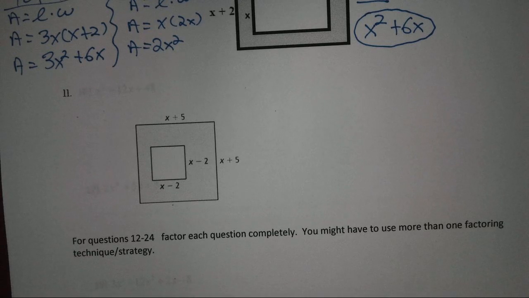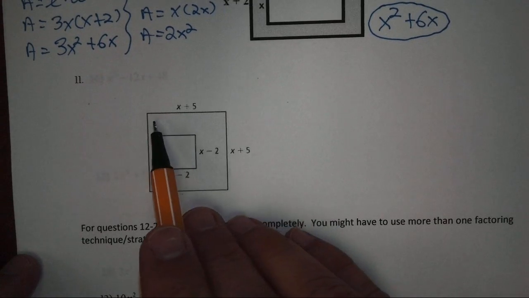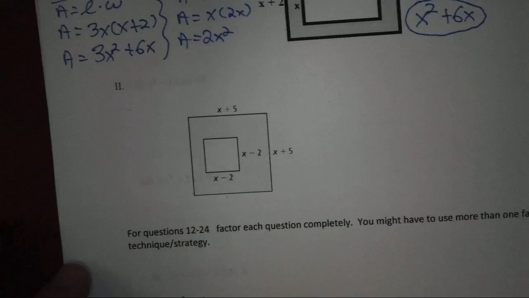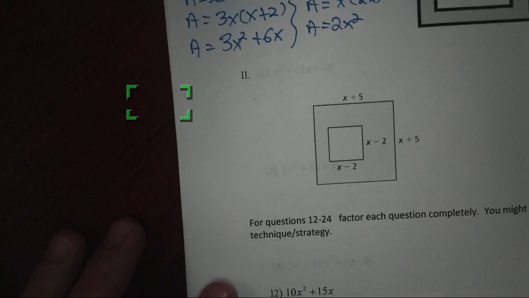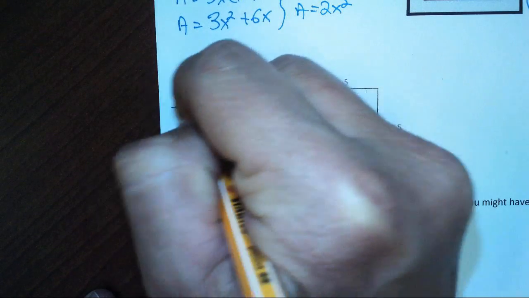So you'll see on number 11, it's the exact same thing, just with different dimensions. We want to find the area of the shaded region, which means we've got to find the area of the whole thing, and then take out this piece. So we'll do that again. I'll put it over here. We're going to find the total area first, which is x plus 5 times x plus 5.